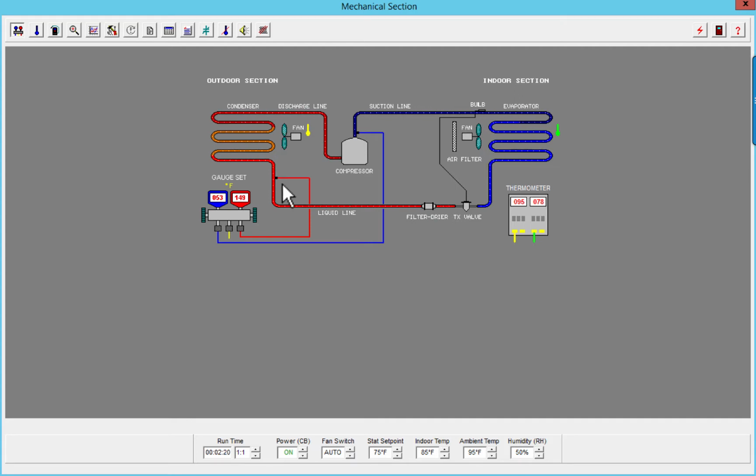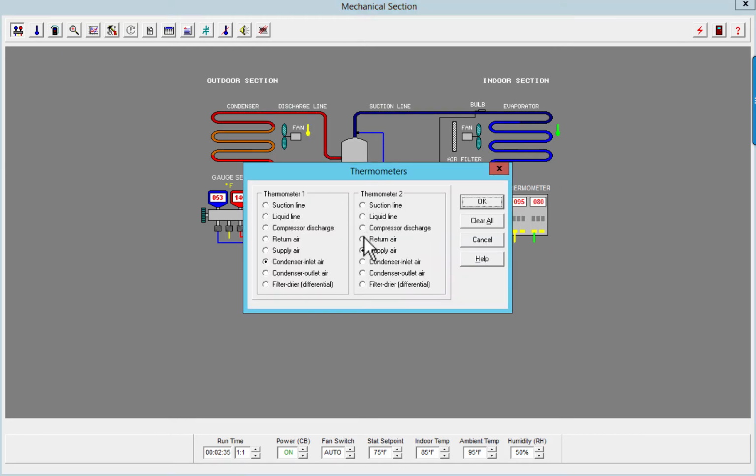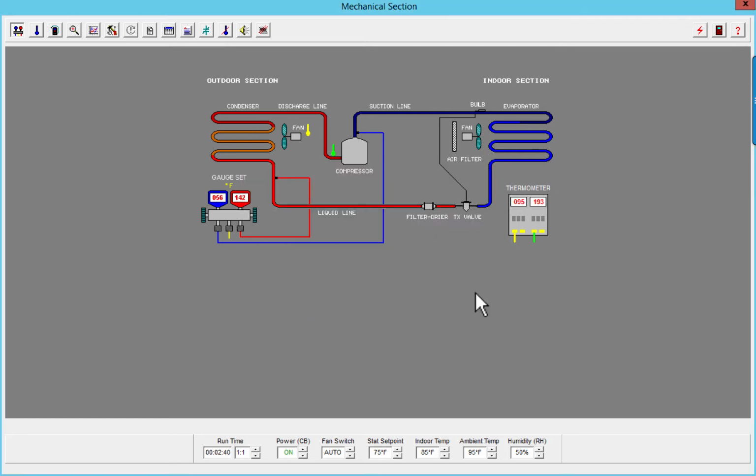If my outdoor fan is not pulling enough air or no air, my high side pressures are going to continue to rise because we're not rejecting heat, okay? My discharge line is going to be extremely hot. So let me just put a probe on the compressor discharge. My discharge line here is going to start getting extremely hot. And sooner or later, we're going to cut out the compressor because of a high pressure switch opening. And I think that's what just happened here.